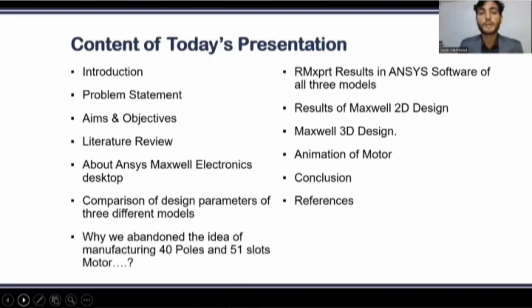So this is the content of today's presentation. We will introduce what is a BLDC motor, our aim and objective, and a literature review about the software on which we have simulated our models so that we can proceed to the hardware design. Then ANSYS Maxwell, RMxprt library, 2D and 3D results, animation of the motor, and then conclusion and references.